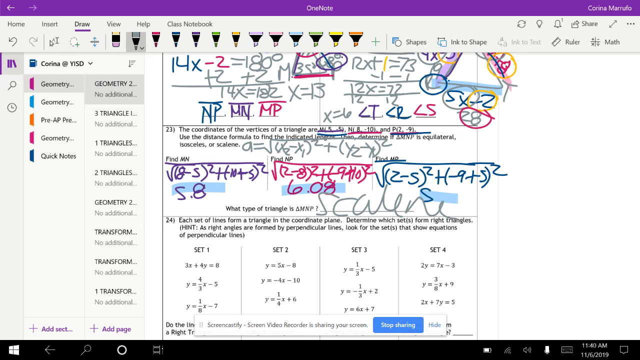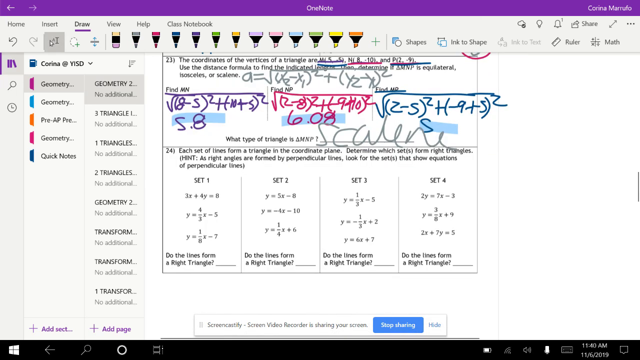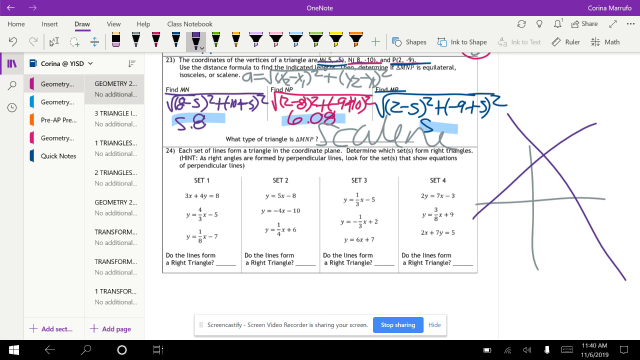All right, the last one. So it says each set of lines form a triangle in the coordinate plane. Determine which sets form right triangles. So they graph these lines on a coordinate plane. I'm going to draw a picture through here. Of course, this is not exactly what it looks like, but they draw 3 lines. And so these three lines make a triangle, and we want to know if there is a 90-degree angle somewhere on these three lines, okay? Because that's what's going to make a right triangle.